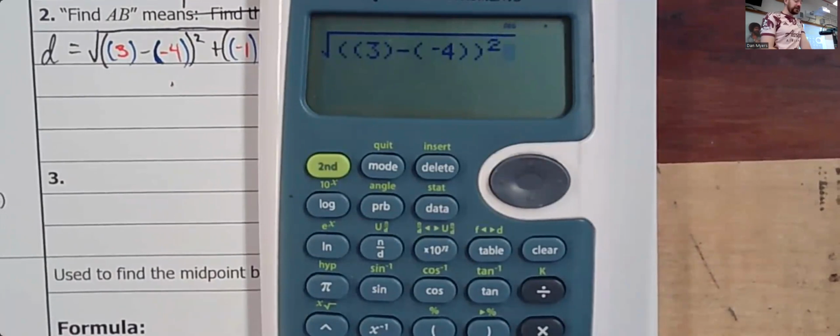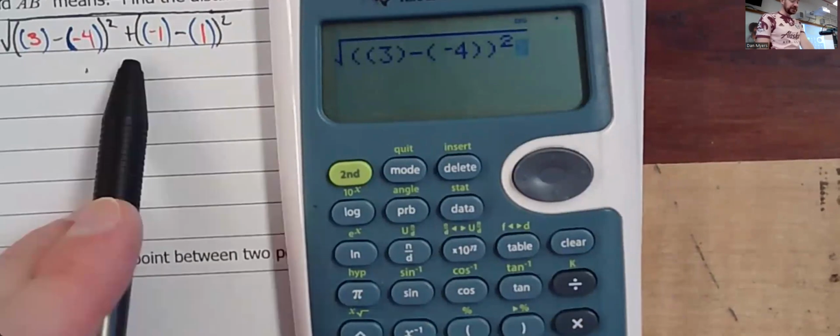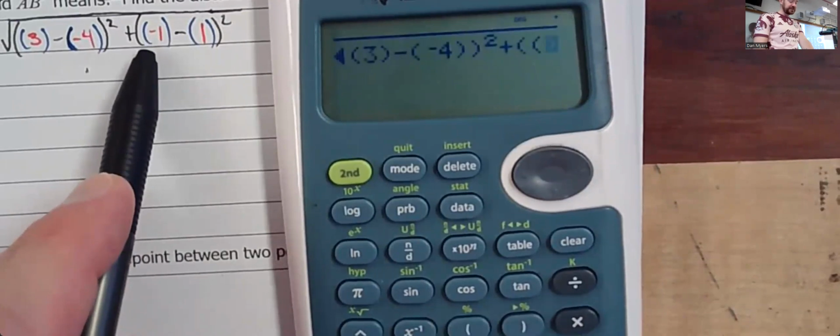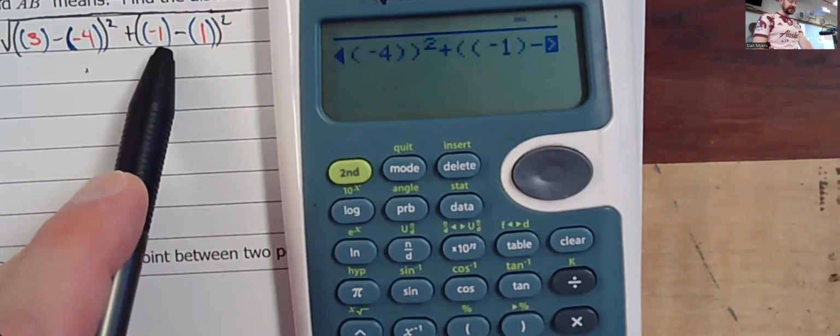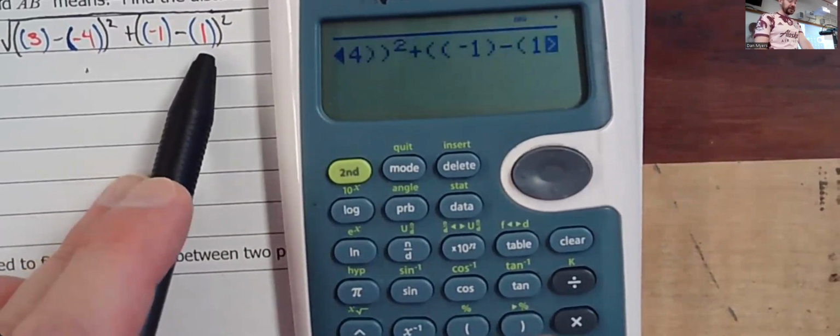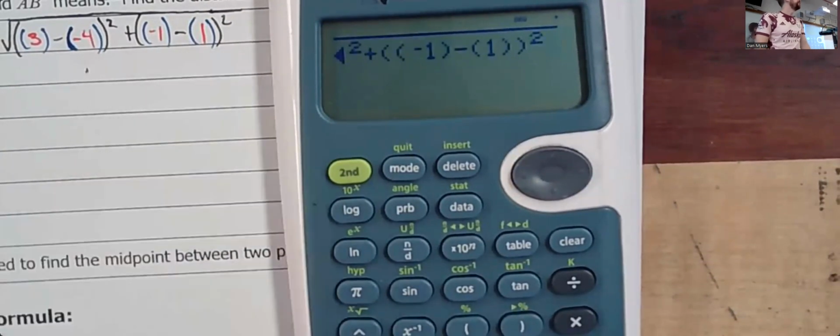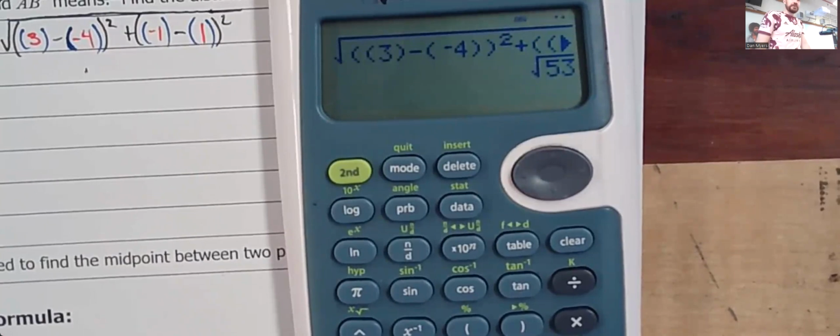Now we're going to do the same thing again, but with the y values. So scooting over here. Don't forget the plus, though. So plus, and then parentheses, and then parentheses again, -1. Close that one, minus, parentheses, 1, and then close both of them, and then square again. If you hit enter and it says syntax error, that means that something wasn't typed in correctly. If you hit enter and you have an answer, hopefully square root of 53, then things went well.